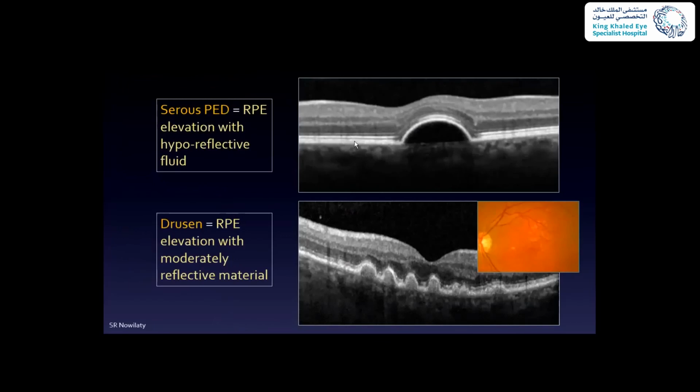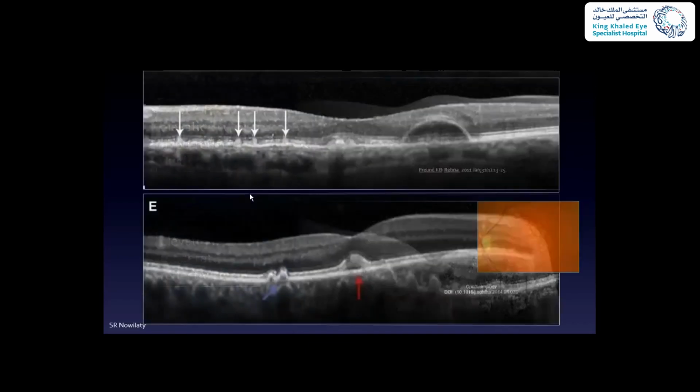Okay, so remember this: when you have a serous PED, you have hyporeflective fluid, but when you have drusen, the pigment epithelial detachment will have hyperreflective or moderately reflective material or fluid under it, okay? So this is not a serous PED, but this is definitely a serous PED, all right?